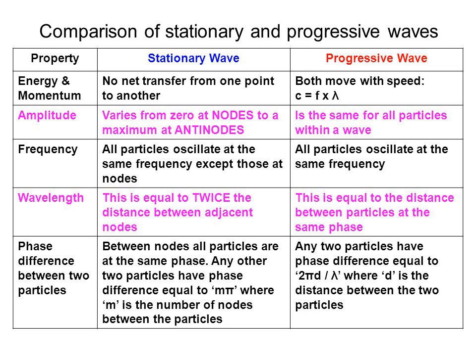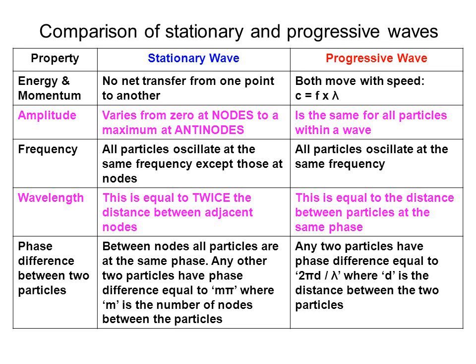The next property we are comparing is the amplitude. The amplitude in a stationary wave varies from 0 at the nodes to a maximum at the antinodes, whereas in a progressive wave, the amplitude is a constant for all particles within a wave. The next property to be compared is frequency. All particles in a stationary wave oscillate at the same frequency except those at the nodes. Going on to the progressive wave, all particles will oscillate at the same frequency.